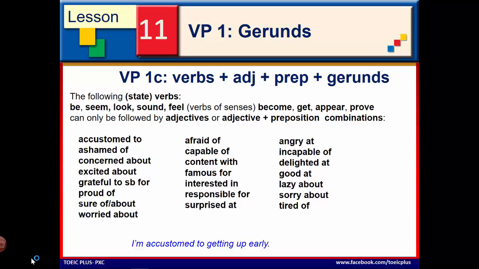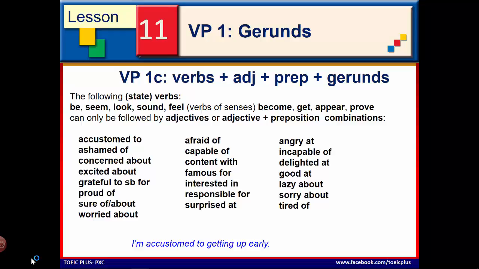Doing something. What can you do? What are you capable of? I'm capable of... Are you capable of riding a motorbike? Yes, so you say I'm capable of riding a motorbike.